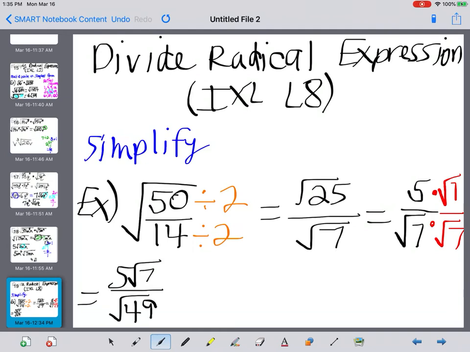Now, I may skip this step in the future, but to finish this off, I'm going to have 5 times the square root of 7, and then on the bottom, the square root of 49 is 7. None of that will simplify anymore because 5 and 7 don't have any common factor. So I would just leave it as 5 square root of 7 over 7. Okay, so let's try another one.